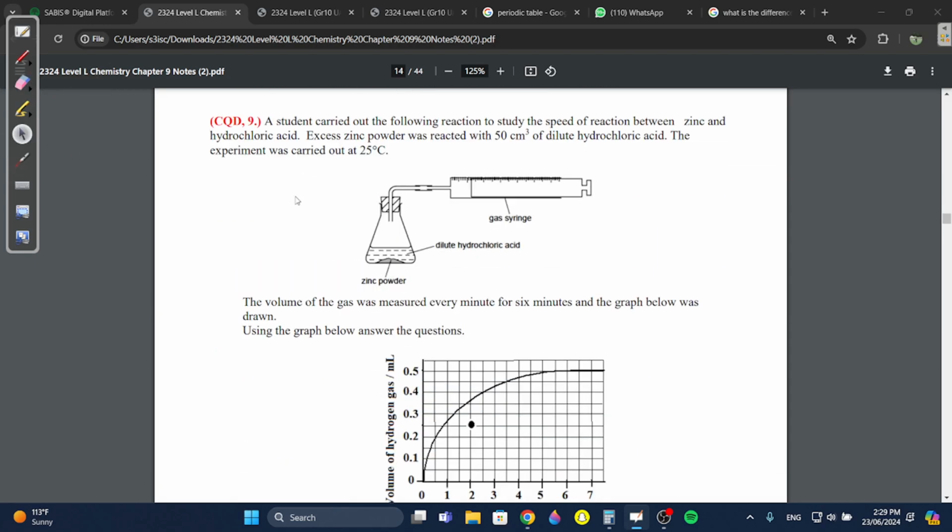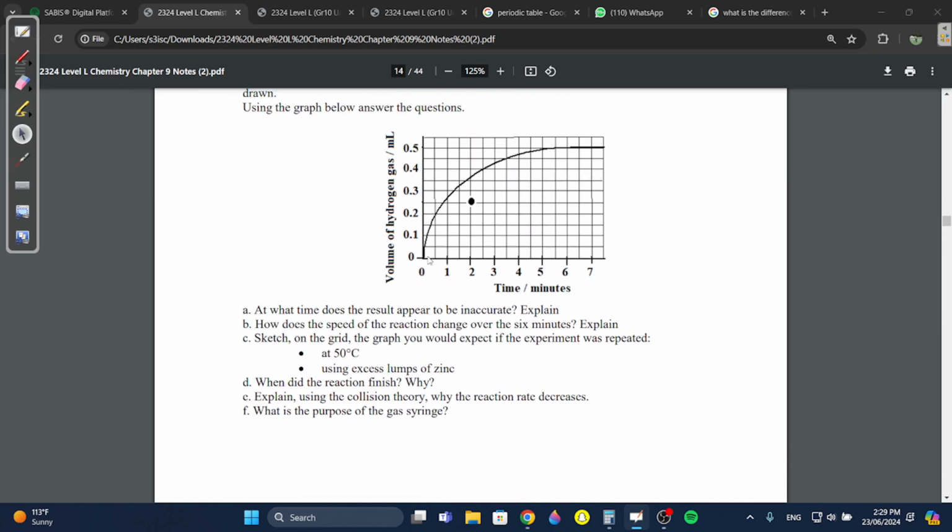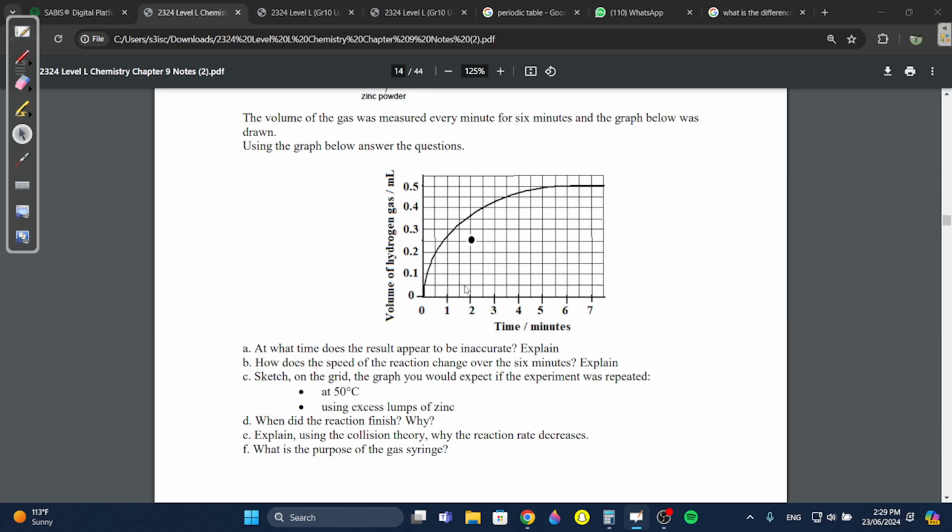Option 9. At what time does the result appear to be inaccurate? I'm skipping to the questions because it's the same thing. Where is it inaccurate? Of course at 2 minutes, right? How does the speed of the reaction change over the 6 minutes? You don't say it increases. We say it begins to decrease until it reaches 0 at 6 minutes.